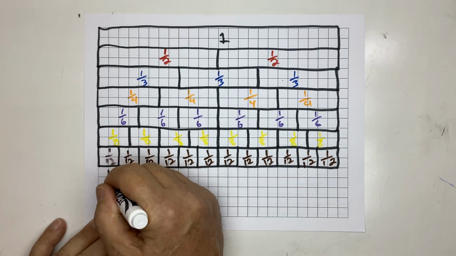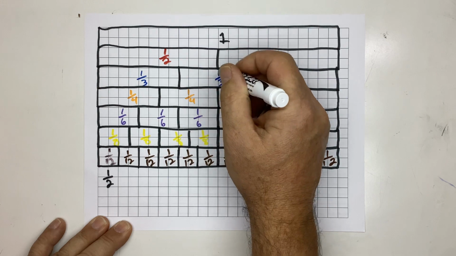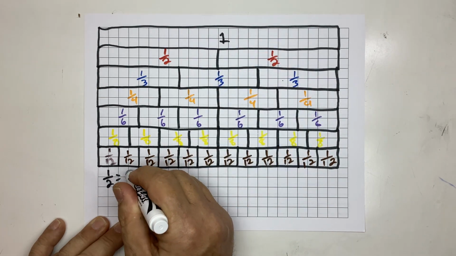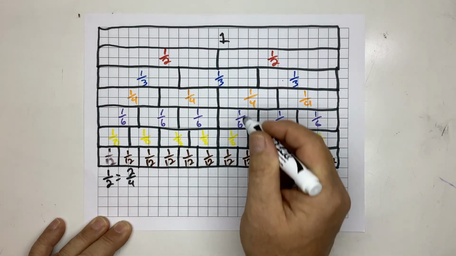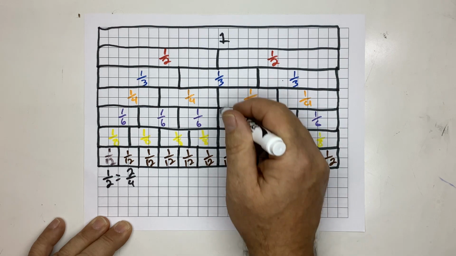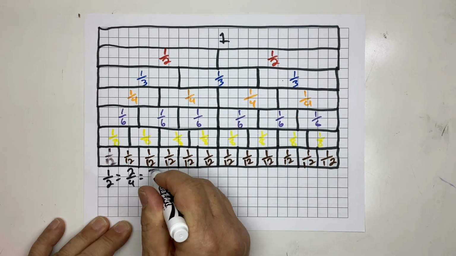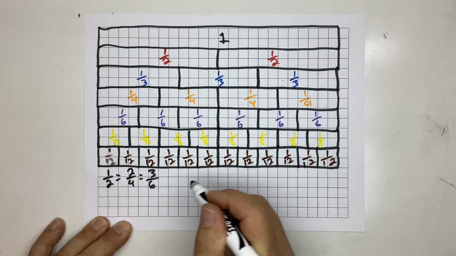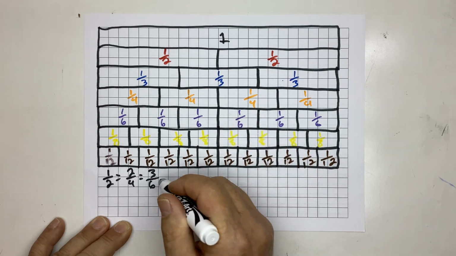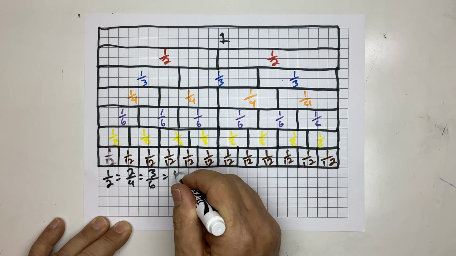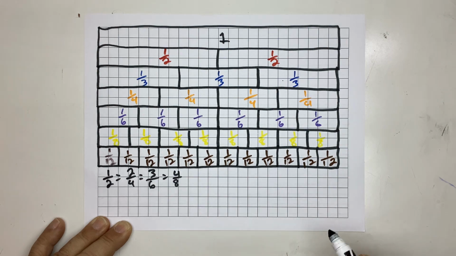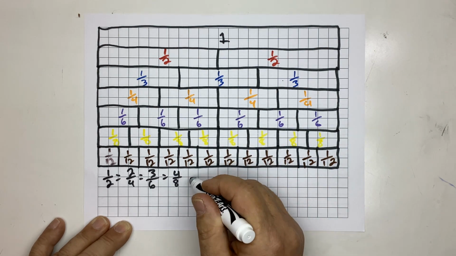Okay, I'm gonna scoot up just a little bit here. So I could say that 1/2 is equal to 2/4 is equal to 3/6 is equal to 4/8 and equal to 6/12.